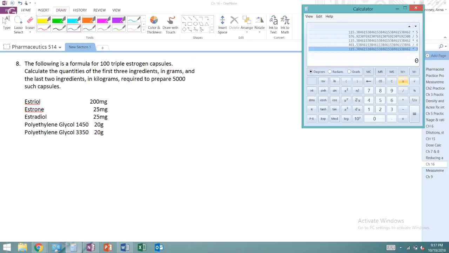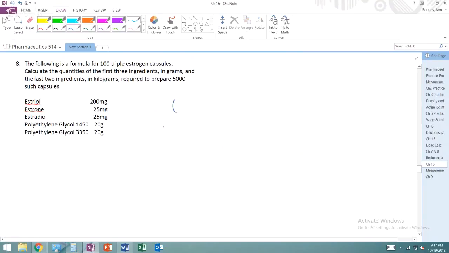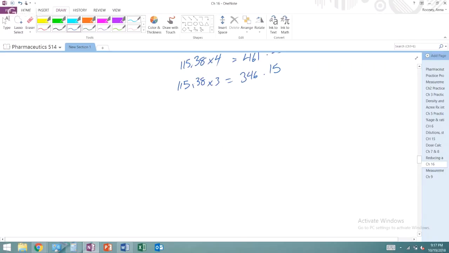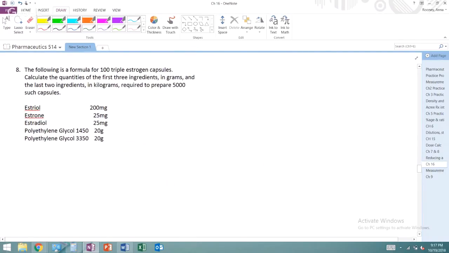So we are preparing 5,000 such capsules. And this is 100. Okay. So you take 100. Oh, no. Where do we go? Okay. So we are creating 5,000. And we divide it by 100. And we should get 50. So then that is your ratio. There is another way that you can do this, which is you can take each ingredient, divide it by 100, and then multiply it by 5,000, because you're figuring out how much you have in each capsule, and then you're finding out for 5,000. But the 50 will work too.